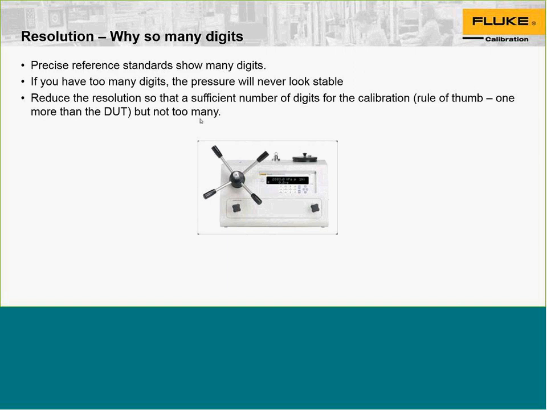Standards like this oftentimes show many digits, and that's necessary when working at the highest uncertainty levels. But when using this to calibrate devices like pressure gauges, if you have too many digits, the pressure will never appear stable. It looks like it's always changing. Those last few digits are always changing.